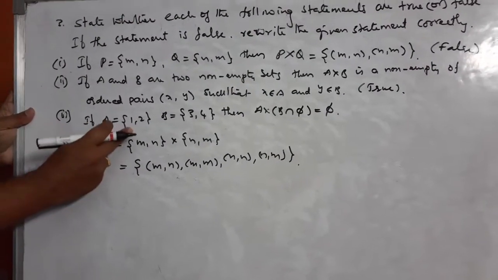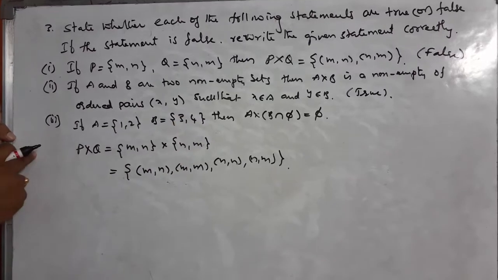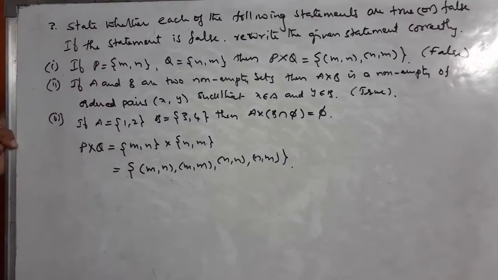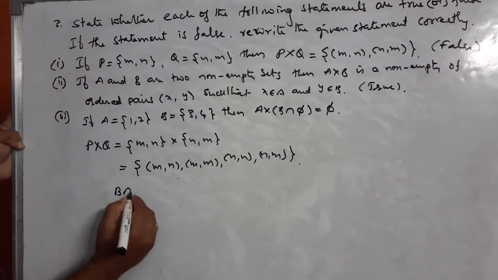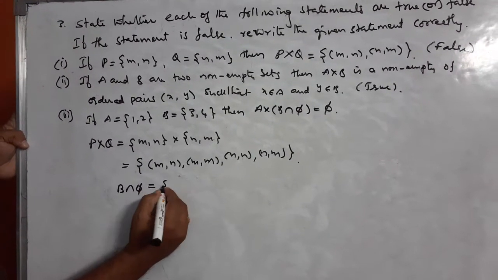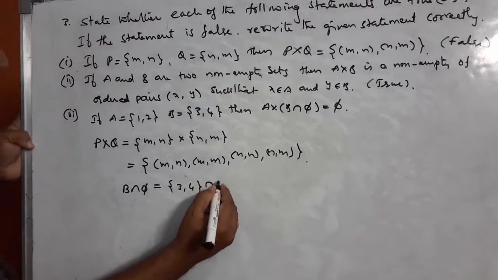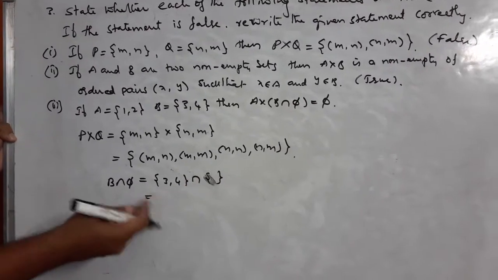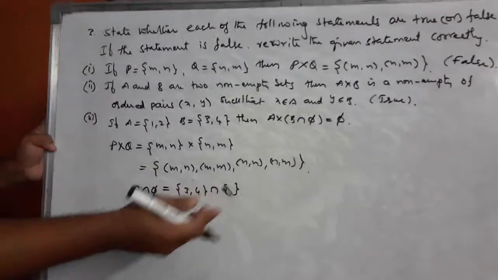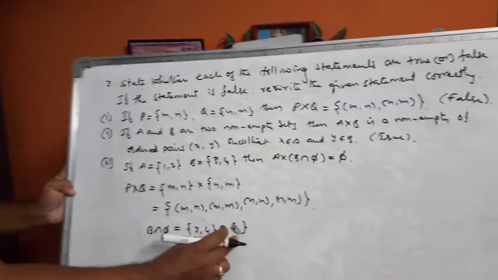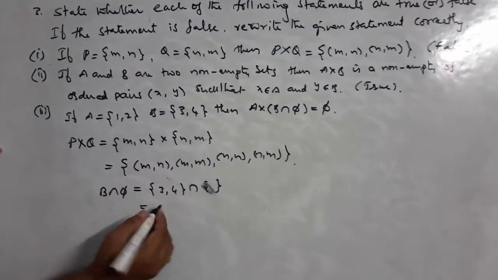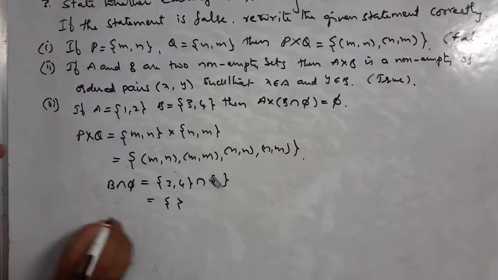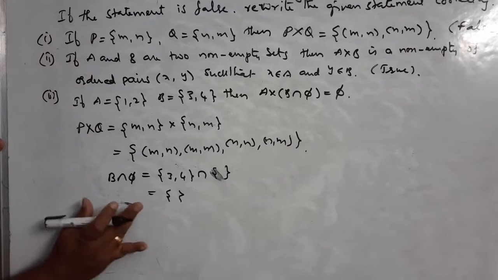Next, what about the third one? If A is equal to {1, 2}, B is {3, 4}, then A cross (B intersection phi) is equal to phi. So first, what is B intersection phi? B is {3, 4} and phi is nothing but the empty set. What does intersection mean? It is the common elements to both sets. There is no common element for both sets. So B intersection phi is an empty set.